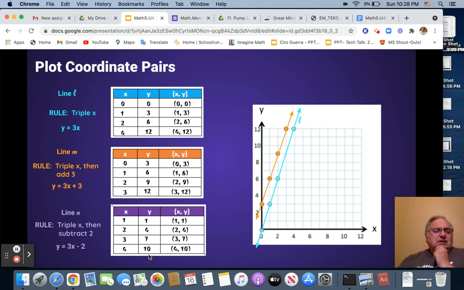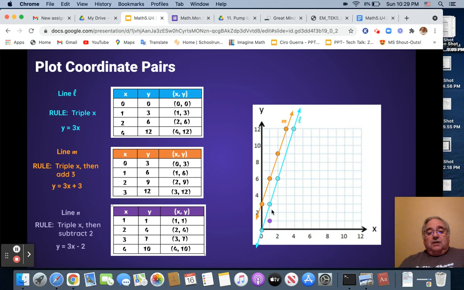Who can predict where triple x then subtract 2, or y equals 3x minus 2, is that going to be further up, or is that going to be below the first line? Excellent. Yes, it will be below. Great, scholars. So let me go ahead and start plotting this.